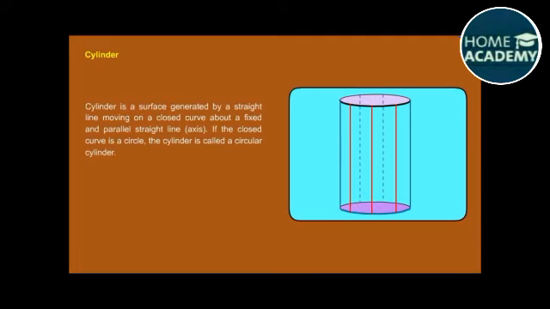Cylinder. A cylinder is a surface generated by a straight line moving on a closed curve, parallel to a fixed straight line, the axis. If the closed curve is a circle, the cylinder is called a circular cylinder. Example: oil storage tanks, pencil, water pipe, etc.